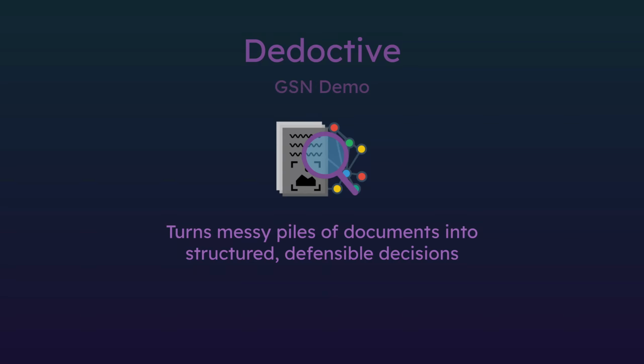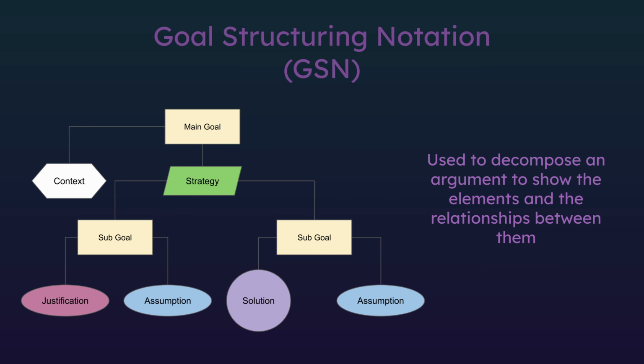Hi, I'm Alistair, and in this video I'm going to be showing how Dedoctive can be used to complete a detailed forensic GSN safety case analysis. Goal structuring notation is a format used in safety engineering to decompose an argument.